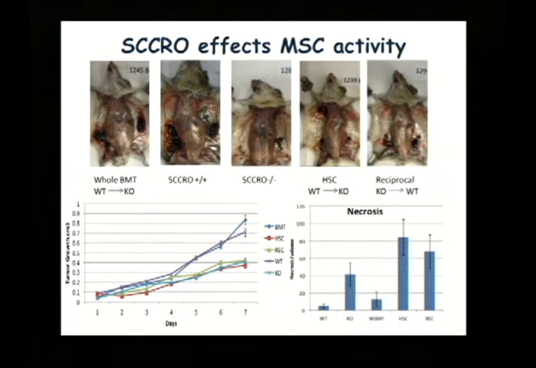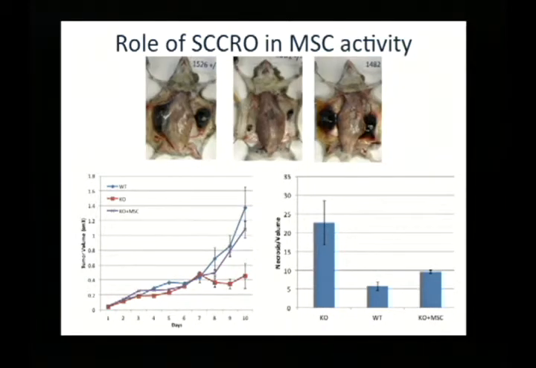And the growth curve is just shown here, basically just expanding this into larger numbers, and the necrosis correlated with the size of the tumors and the predicted outcome that we were thinking. Well, we did have access to our wild-type mesenchymal stem cells, and it turned out that if we gave the knockout animal wild-type mesenchymal stem cells, it actually now grew at the same rate, and the amount of necrosis dropped dramatically. So we are quite confident that it's the mesenchymal stem cell component in the bone marrow that's driving this environmental contribution to the SCRO knockout animal.